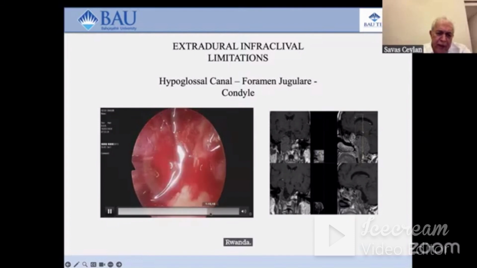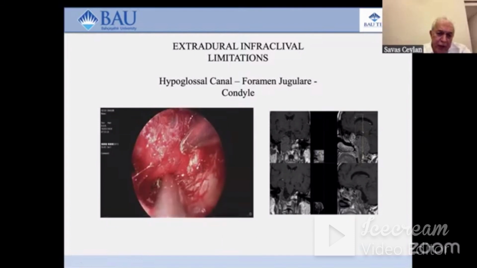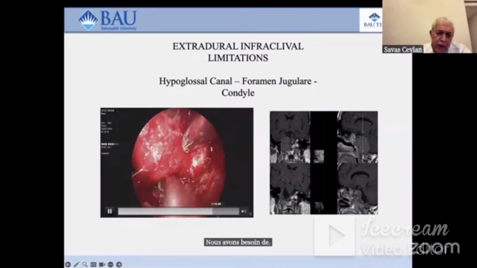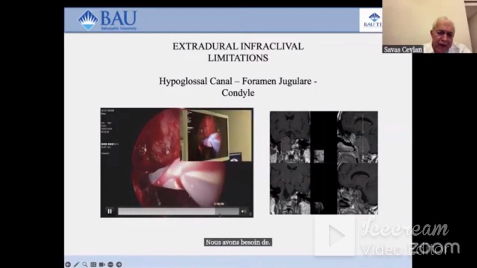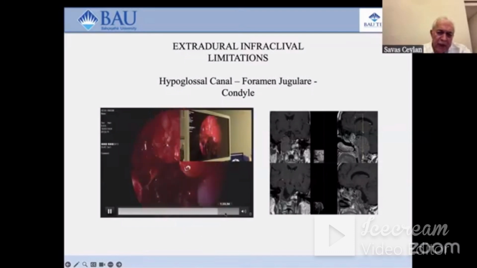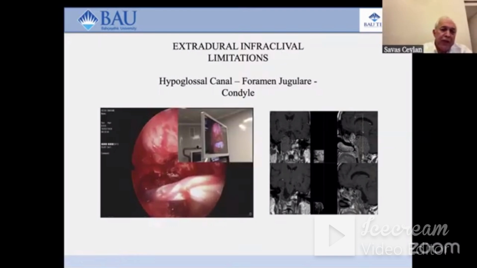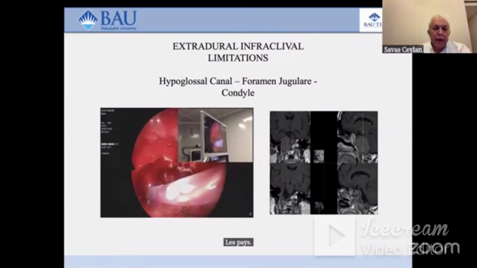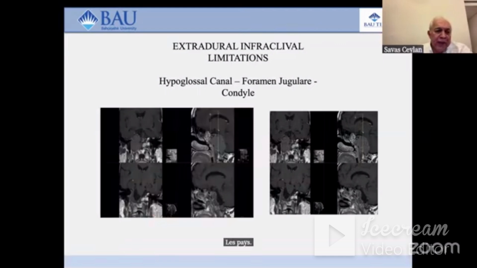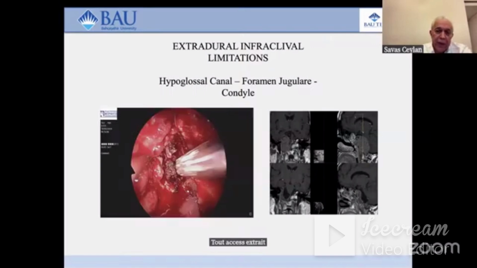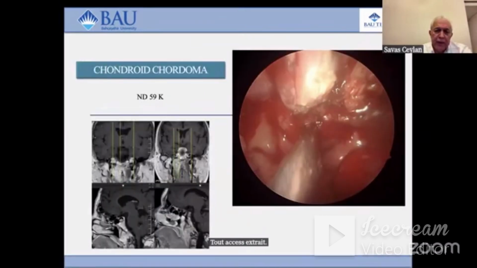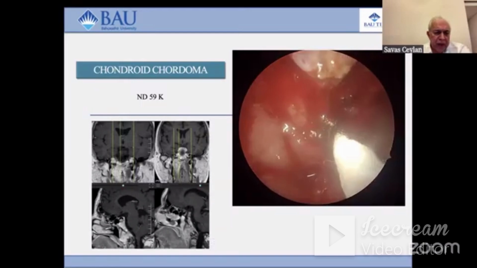In this case, at the inferior point, we controlled the vertebral arteries with Doppler, and this tumor was removed totally. In this case, we tried to access the hypoglossal canal extradurally.